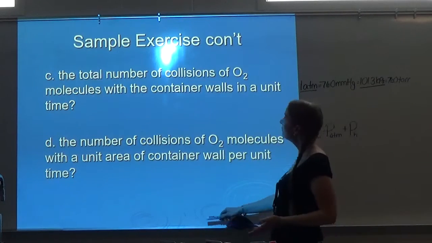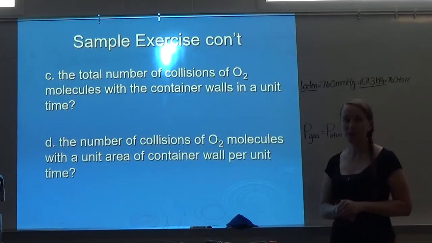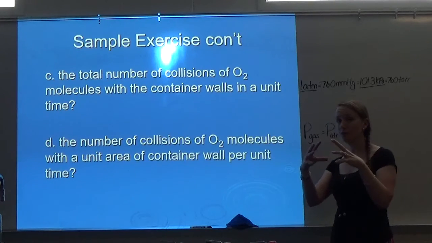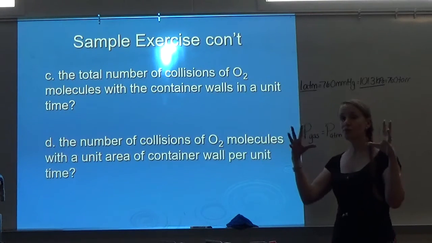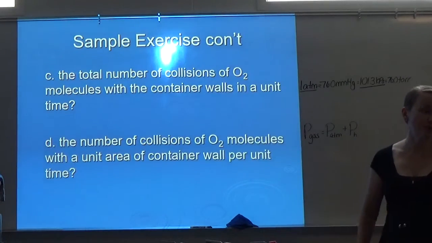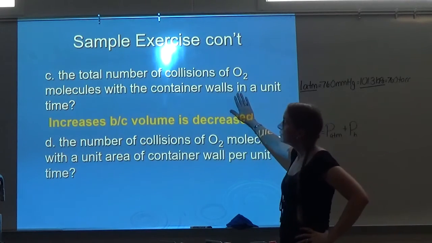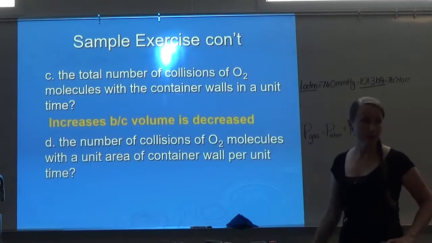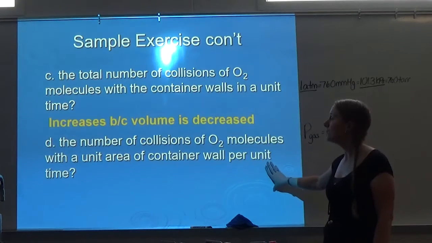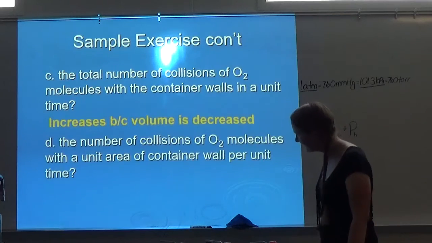So it says the total number of collisions of O2 molecules with the container walls in a unit time. So are the collisions going to increase? Well, we did decrease the volume of the container. So since we squeezed the particles into a smaller area, of course the number of collisions are going to increase because we decreased the volume. So the total number of collisions will increase because we decreased the volume. And then the last one says the number of collisions of O2 molecules with a unit area of container wall per unit time. Wow, don't you love how they word these things?